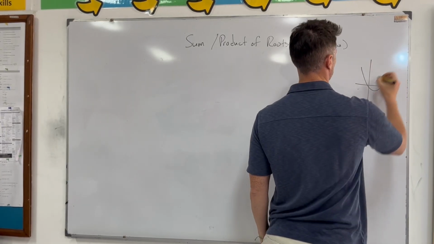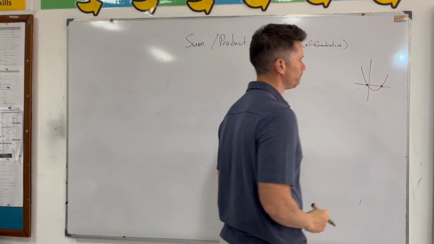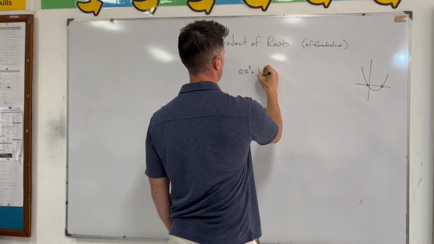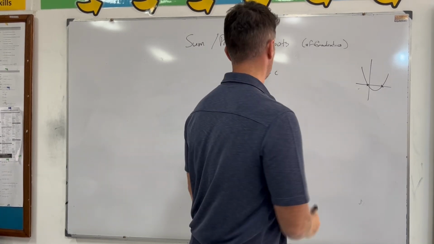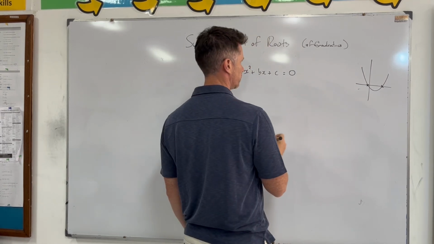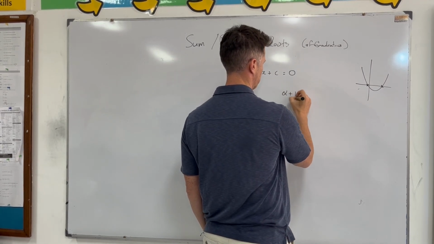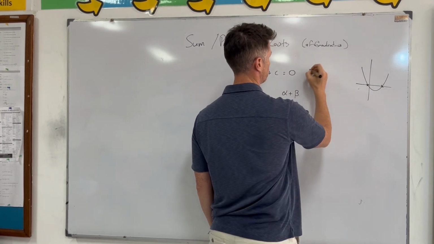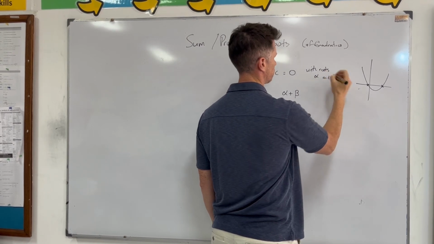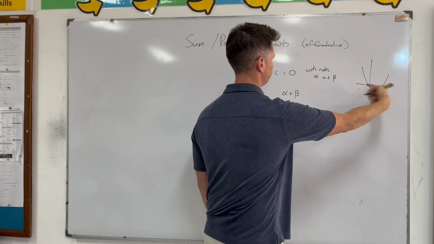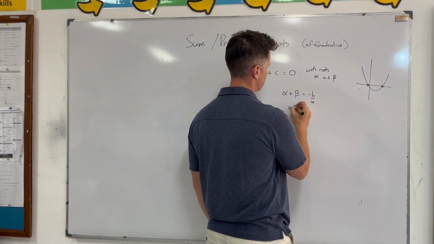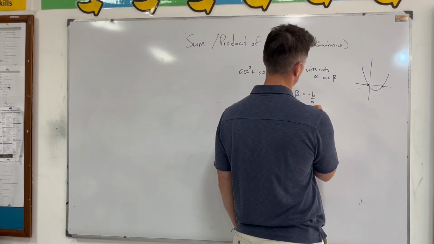Specifically about quadratic equations, so we're talking about these roots here. So if ax squared plus bx plus c is a quadratic equation, so any quadratic, this is the general form, then with roots alpha and beta, so that's just any two, whatever those numbers are, alpha plus beta will equal minus b over a, and alpha times beta will equal c over a.